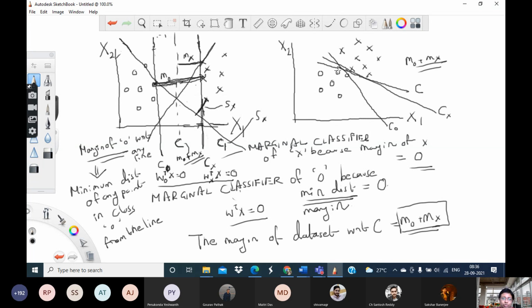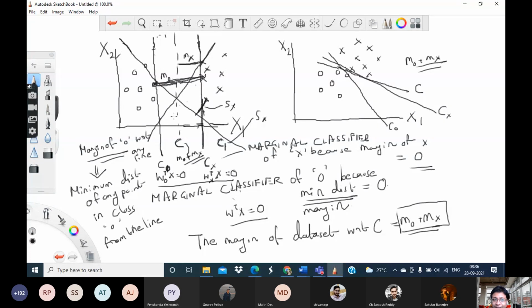Now, as you can understand quite clearly from the way this has been drawn, M0 plus Mx is definitely bigger than Sx. There can be no doubt about it. So this line C is creating a bigger margin in the data set than this line.